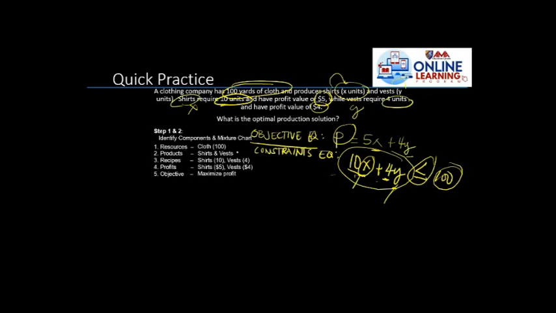So, first, identify the components. Obviously, yung cloth ang pinaka-main component or resource. Then, yung dalawang products, shirt and vest. Then, 10 units ang gagamiting cloth to create a shirt, 4 units sa vest. Sa profit is $5 per shirt, $4 per vest. Then, your objective is to maximize the profit. Next is to create a mixture chart.